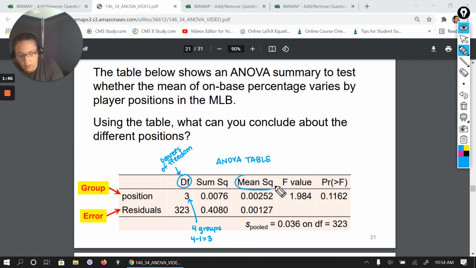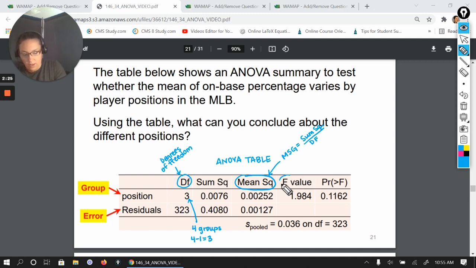The mean square column, known as the MS column, has a first row that would be the MSG. The MSG is equal to the sum of squares for the groups divided by the degrees of freedom for the groups. And then the MSE would be similar down here. So MSE would be the sum of squares divided by degrees of freedom.